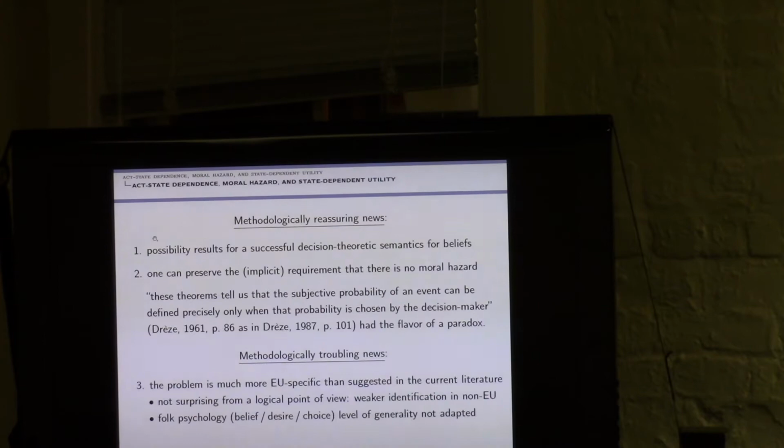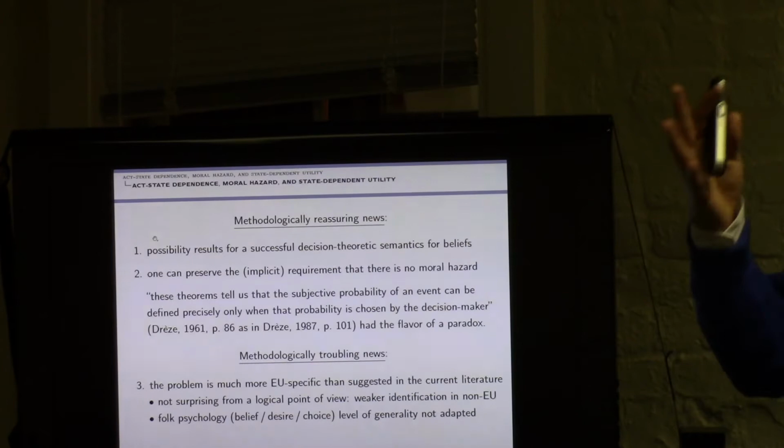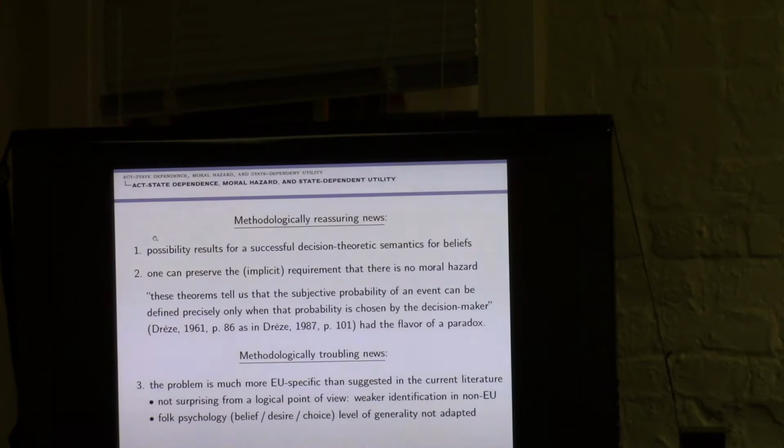Nevertheless, there's also some more difficult news to process. It means that this problem of state-dependent utility is much more model-specific than people have said hitherto. It's not a problem that you should rigorously describe at the general level of folk psychology, where you have beliefs and desires and choices. It all depends on how your beliefs are cashed out and how they combine with your desires to produce an action. Now, in a sense, that's not very surprising from a logical, or if I may use this term, statistical point of view, that the non-expected utility model would achieve better identification results.